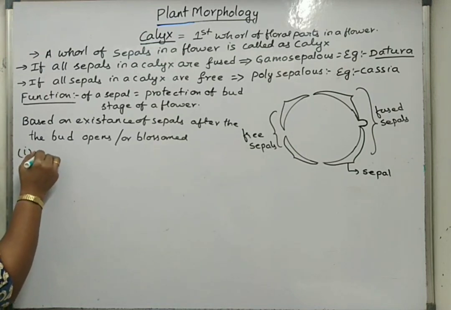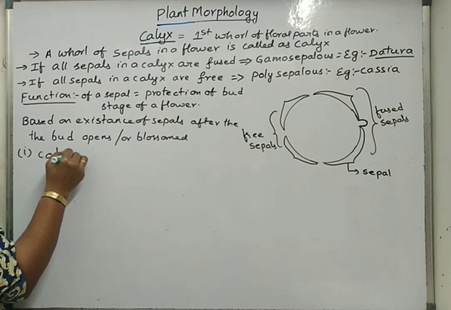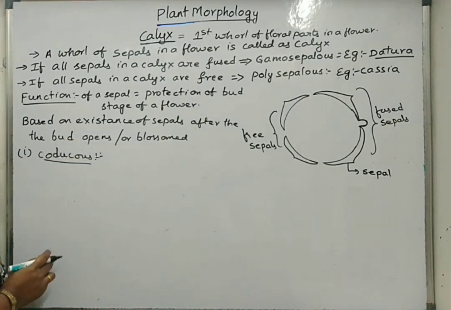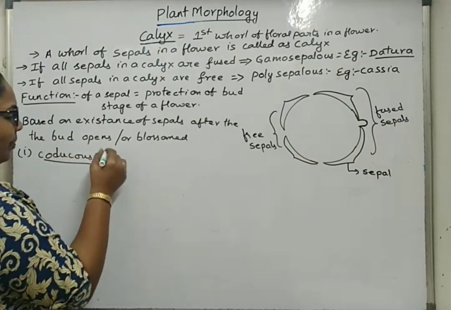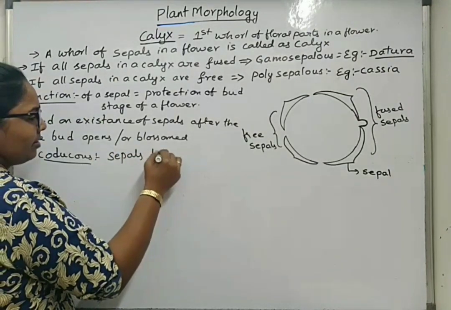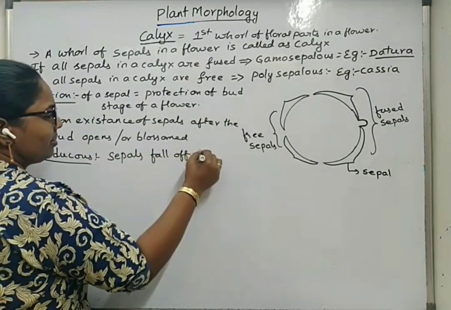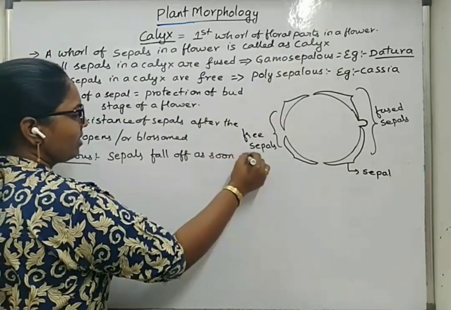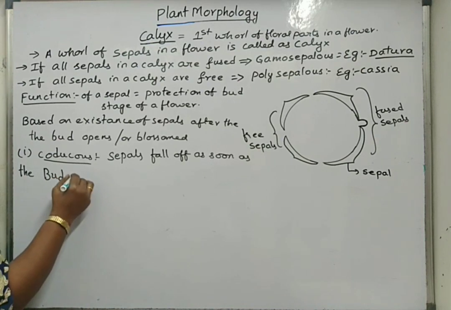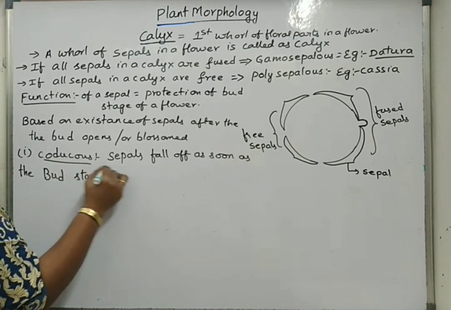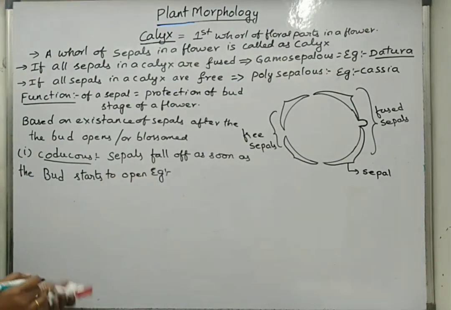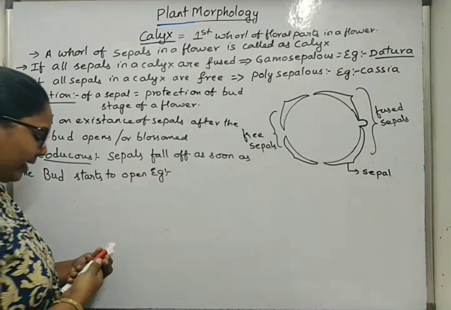So the first one we can write is caducous. Here, sepals fall off as soon as the bud of the flower starts to open. Examples we can see like poppy and cactus.